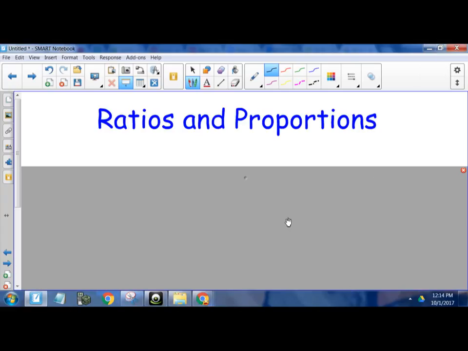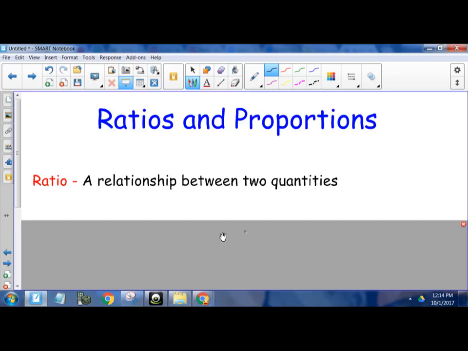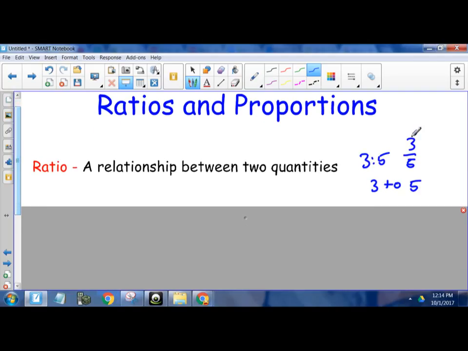Let's take a look at ratios and proportions. In general, a ratio is a relationship between two quantities. They can be expressed a lot of different ways, like 3 to 5, or 3 over 5, or using the word "to": 3 to 5. But it's just a relationship between two quantities. Typically, we use the fraction equivalence.